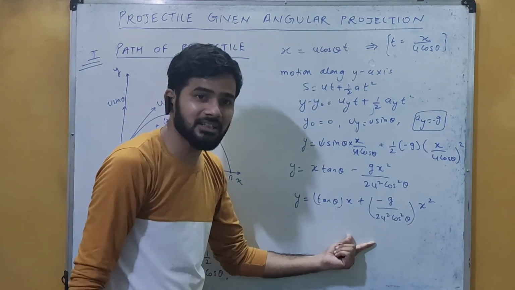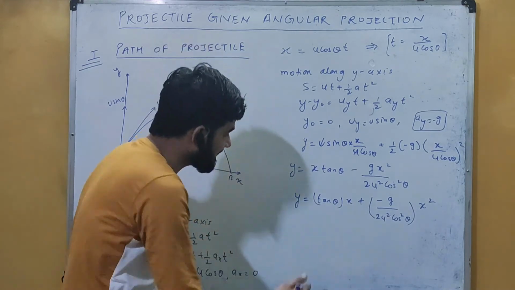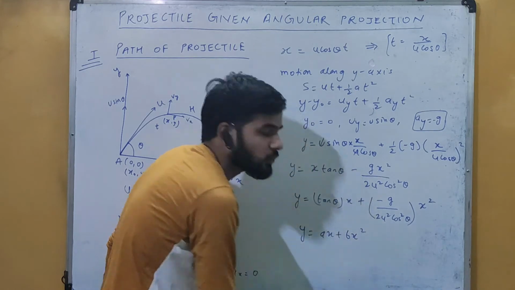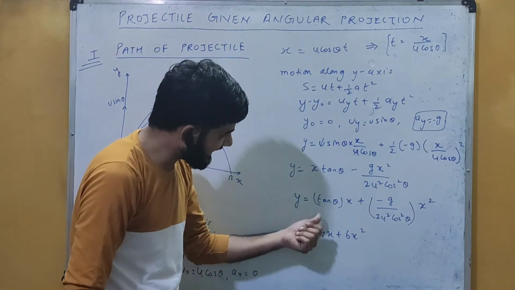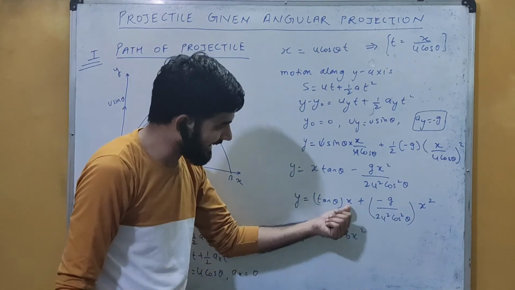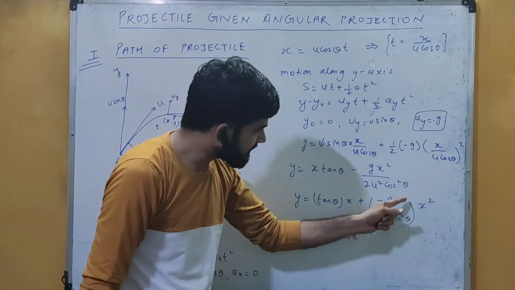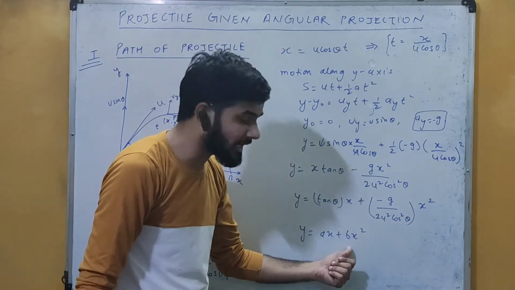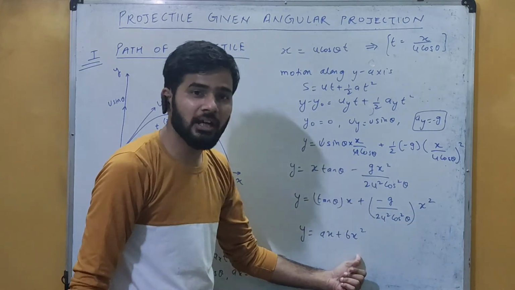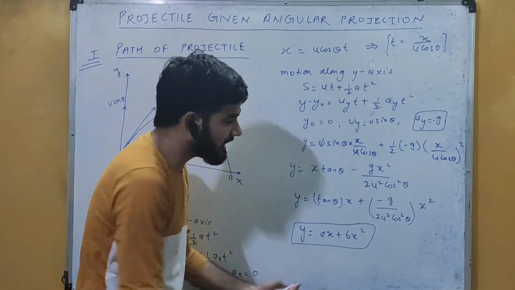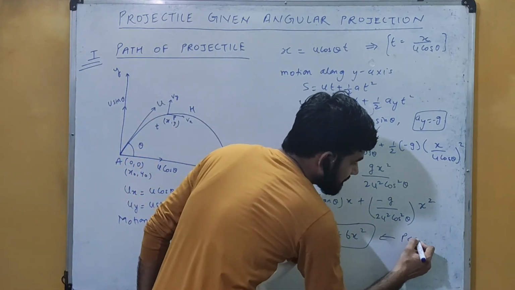Here why I have written this, because I have to compare this equation with y is equals to ax plus bx square. You can see here this a will be equals to tan theta, and we have x as it is, plus, okay, and then bx square. यहाँ पर ये जो लिखा हुआ ब्रैकेट के अंदर, it will become b and this is x square. Now why I am comparing with this equation? Because this is the equation of parabola.